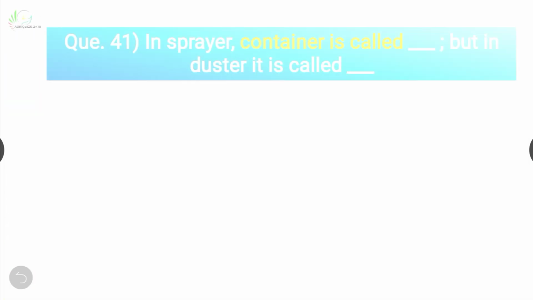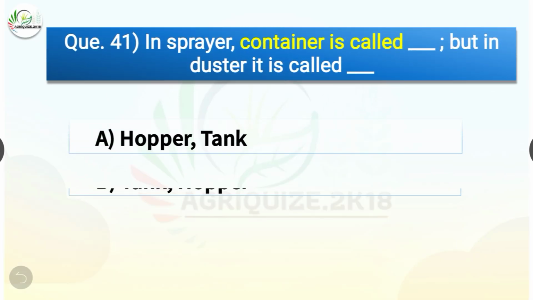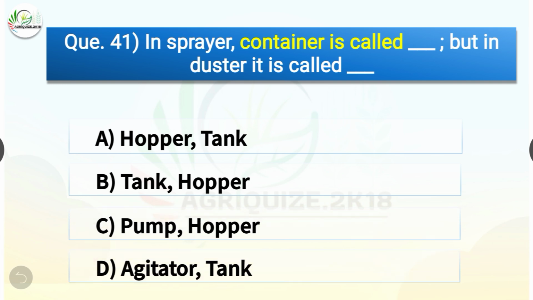Question number 41. In sprayer, container is called dash, but in duster it is called dash. The options are hopper or tank, tank or hopper, pump or hopper, agitator or tank. The correct answer is option B, tank or hopper. So in sprayer, container is called tank, but in duster it is called hopper.